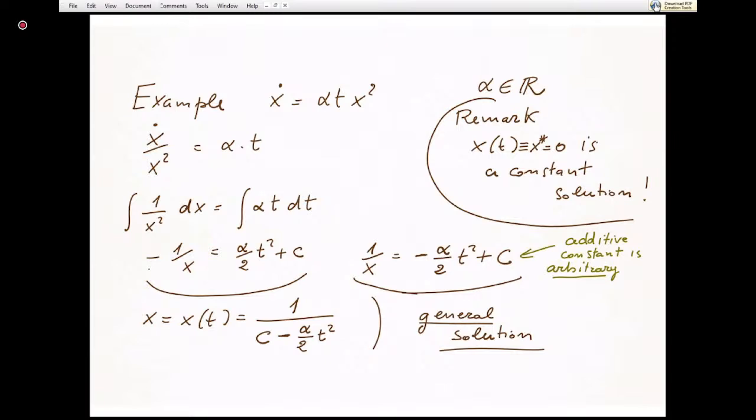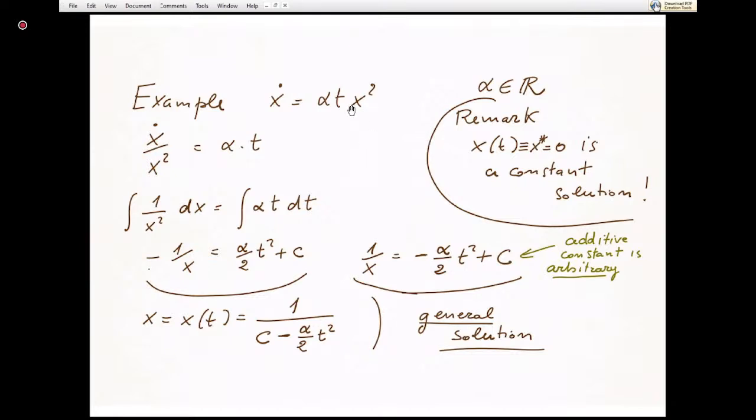This is a very simple example. Next, I will show you two more, maybe today or maybe also tomorrow, for a few minutes. Consider x dot is equal to a constant, alpha, any constant, times t times x squared. This is clearly separable because on the right I have an expression that involves x times an expression that involves only t.